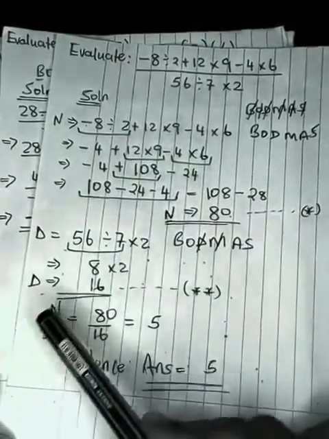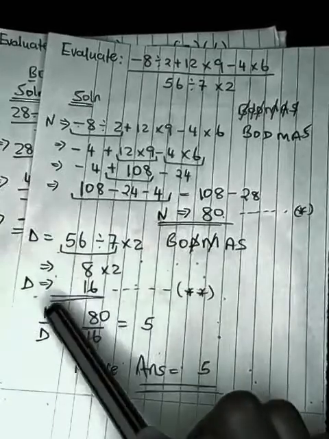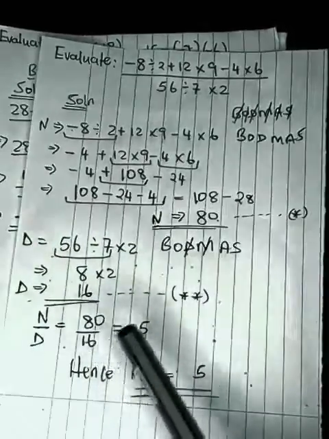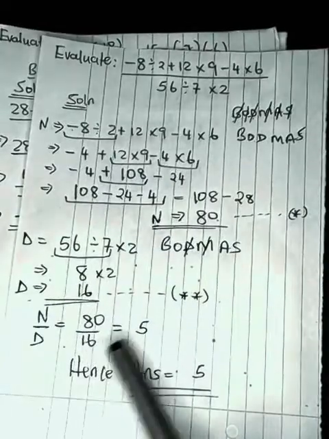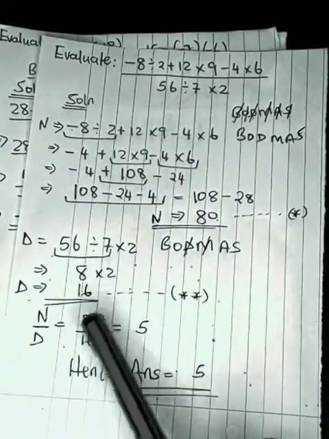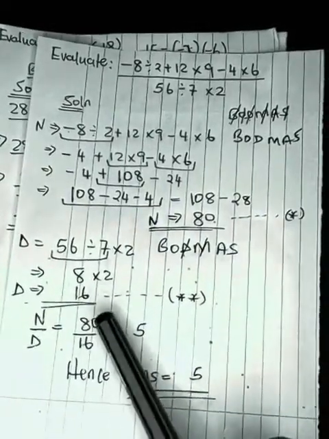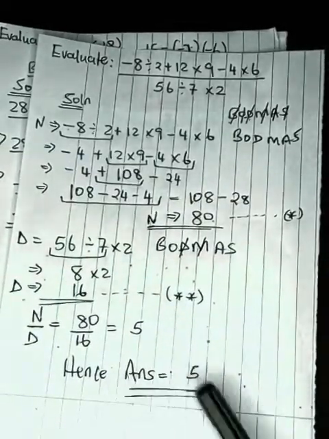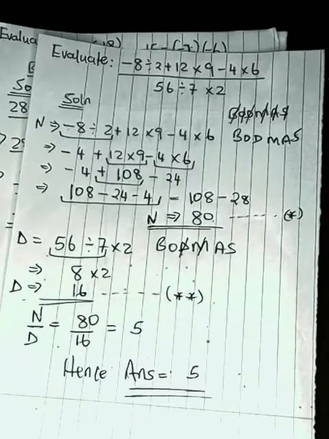Then you combine the two values, the numerator over the denominator. The numerator is 80, the denominator is 16, which when you divide 80 by 16, you should get 5. Hence our answer is 5.